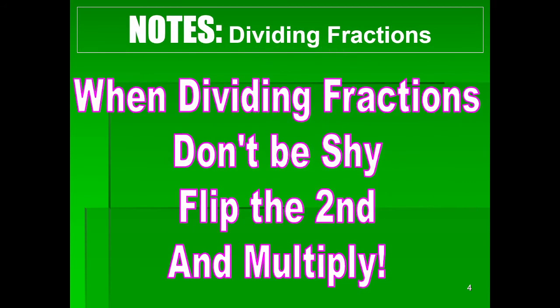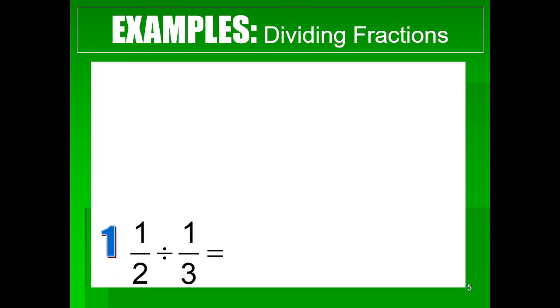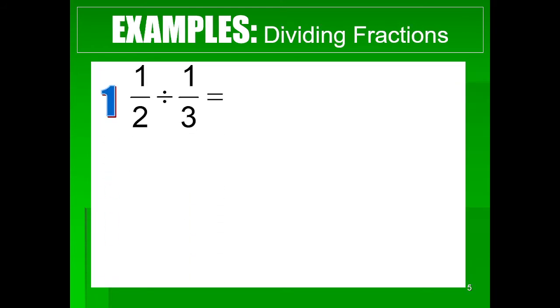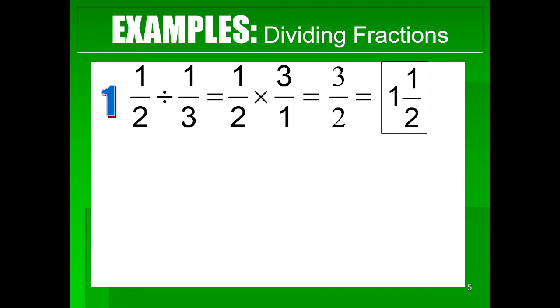So what do we do when dividing fractions? Don't be shy. Flip the second and multiply. So here's our first example. We have 1/2 divided by 1/3. So we use the strategy of flipping the second fraction. So now we have 1/2 multiplied by 3/1. We multiply across and that'll give us 3/2. Now we have an improper fraction. So we're going to divide, and by doing the dividing process, we end up with a mixed number of 1 1/2, or 1.5.